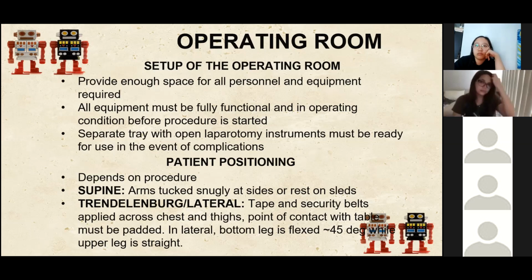For your patient positioning, it depends on the procedure. For your supine, the arms must be tucked snugly at the sides or at rest on sleds. For your Trendelenburg or lateral, tape and security belts should be applied across the chest and thighs, and points of contact with the table must be padded. In lateral, the bottom leg is flexed approximately 45 degrees while the upper leg is straight. Next, please.